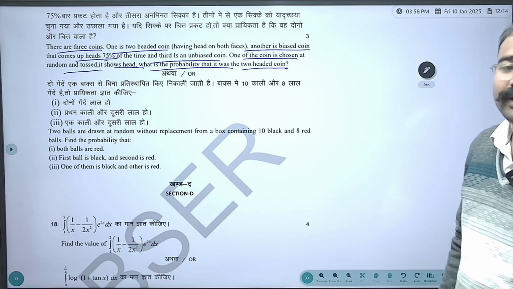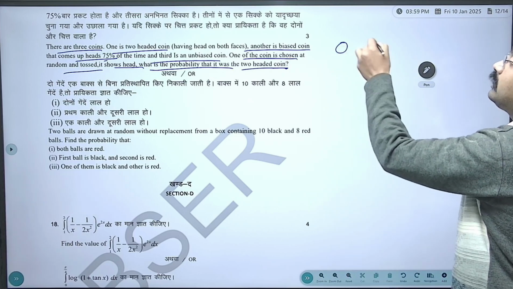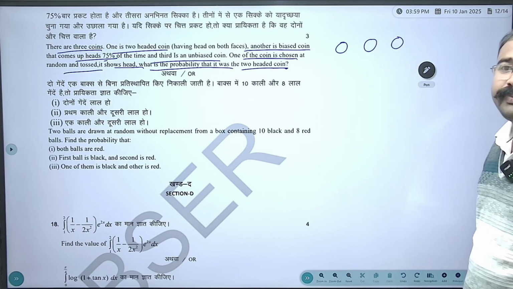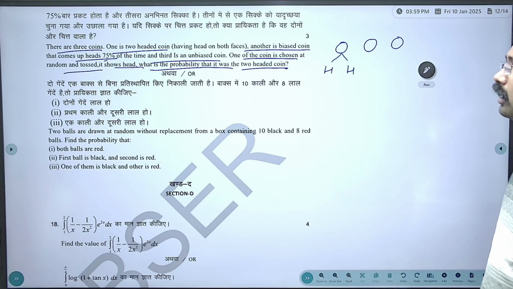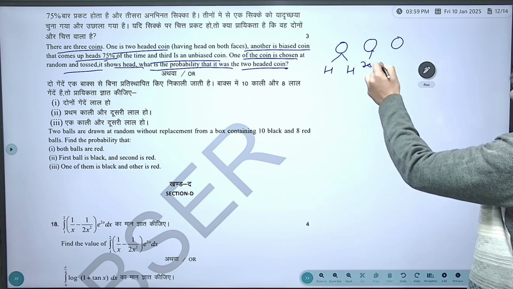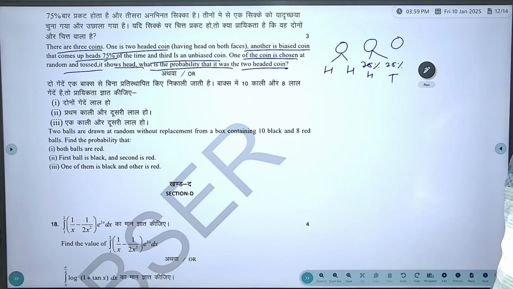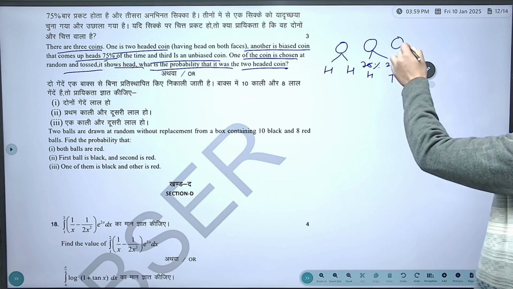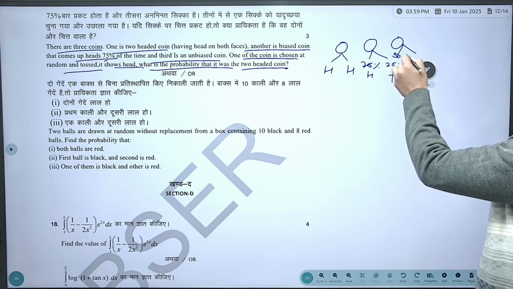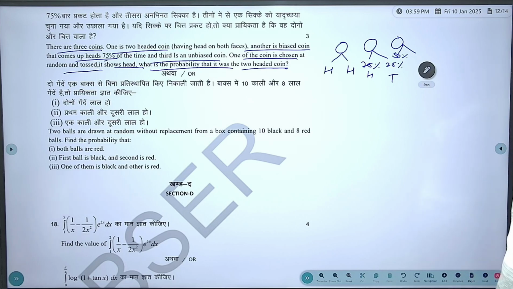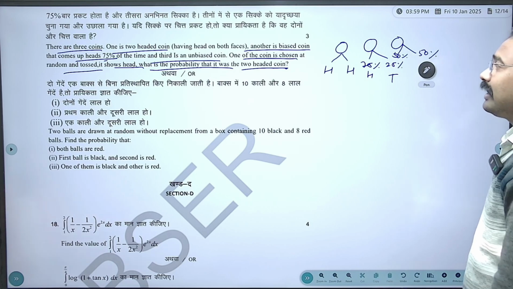Means we have three coins. This is our first coin, this is our second coin, this is our third coin. In the first coin, both times we are getting head. In the second coin, 75% we are getting head and the remaining 25% we are getting tail. And the third coin is an unbiased coin. In this, 50% is the possibility of occurring head and 50% is the possibility of occurring tail.